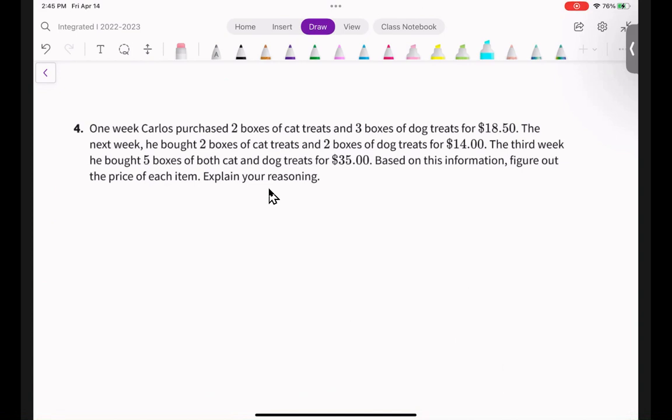Okay, so now that you're back, I'm going to read it to you again. One week, Carlos purchased 2 boxes of cat treats and 3 boxes of dog treats for $18.50. Again, look for the pattern. The next week, he bought 2 boxes of cat treats and 2 boxes of dog treats for $14. Right? And so you're already seeing the pattern.